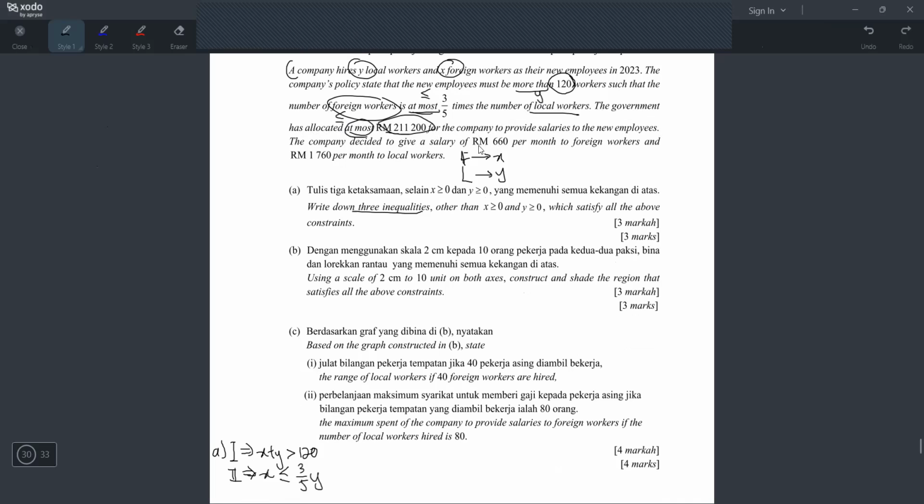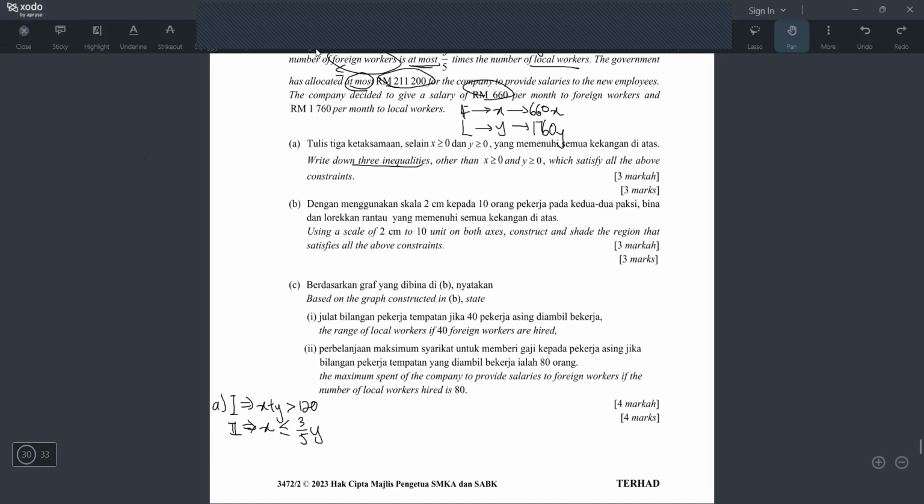The company decides to give a salary of 660 per month to a foreign worker and 1,760 per month to a local. So for foreign, the salary is how much? 660 ringgit per month to one foreign worker, but there's X amount, so times X. This one is 1,760Y. And then you plus them together. Okay, so it will be the third inequality, which is the last one. 660X plus 1,760Y have to be smaller than or equal to, because this is the total, the maximum amount, 211,200.